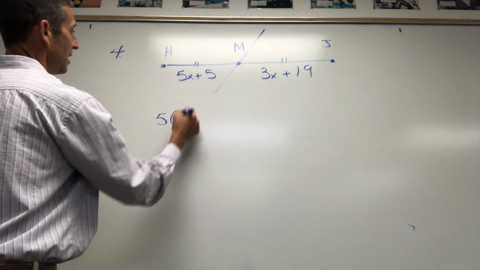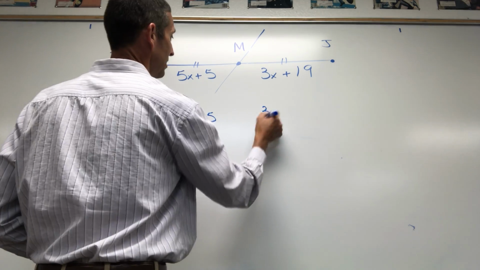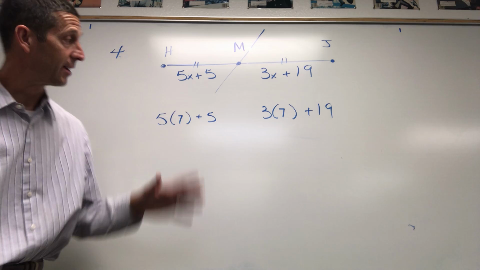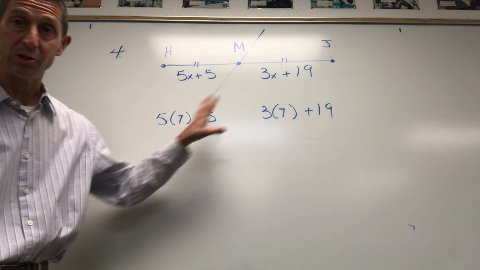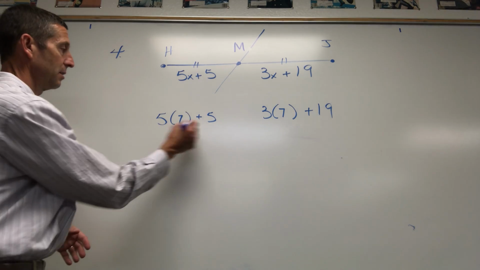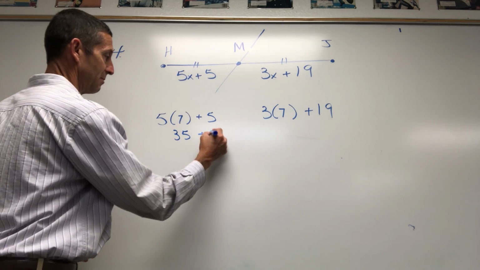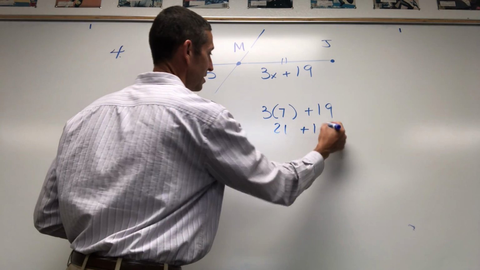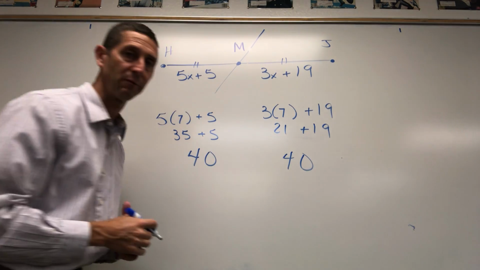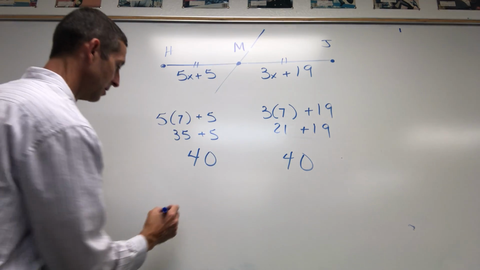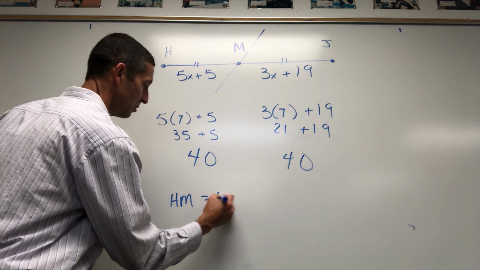So 5 times 7 plus 5, and 3 times 7 plus 19. Now if we've done it right, whatever this turns out to be should be exactly the same over here. So if we're doing some math here, 35 plus 5 gives me a length of 40. This is 21 plus 19, which gives me a length of 40. So our two values, HM and JM, both turn out to be 40.